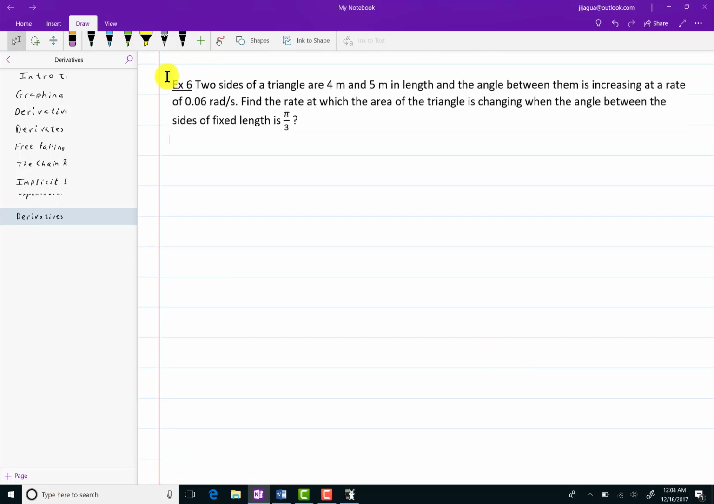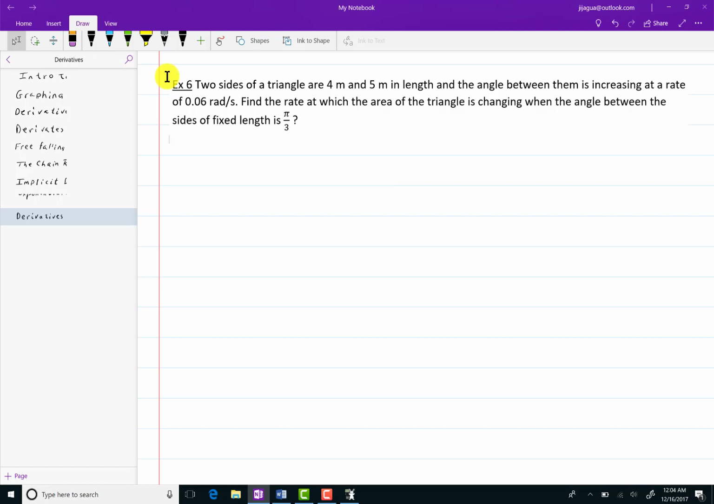Two sides of a triangle are 4 meters and 5 meters in length, and the angle between them is increasing at a rate of 0.06 radians per second. Keep in mind, you should always have your calculator in radians. It will be a very extraordinary circumstance in which we ever do anything with degrees. Find the rate at which the area of the triangle is changing when the angle between the sides of fixed length is pi over 3.